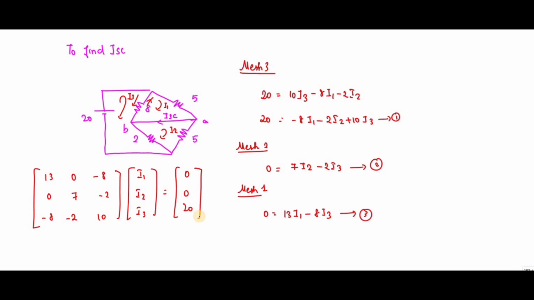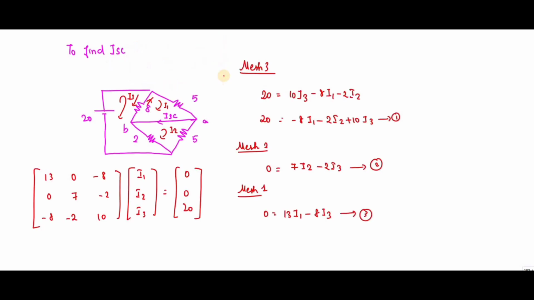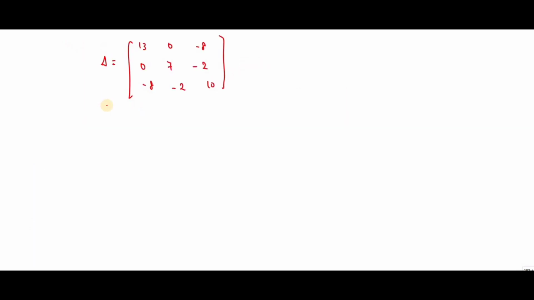First we need to find the determinant value. Then you have to find the value of del 1, then del 2. After finding del 1 and del 2, if you divide del 1 by del, you will get the value of I1, and del 2 by del, you will get the value of I2. Once I find I1 and I2, we can find ISC, that is nothing but I1 minus I2. The determinant value, I already posted in one video how to easily find it. It is nothing but 410.